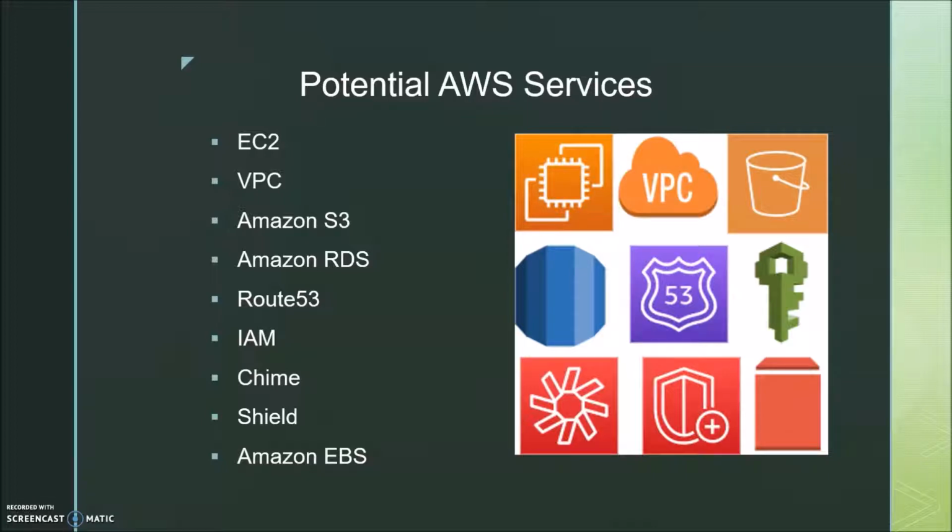53, which is a highly available and scalable cloud DNS web service, Amazon IAM, which is responsible for the users and roles that will be created for this architecture, Amazon Chime, which is a communications service that can be used inside the business, Amazon Shield, which is a distributed denial of service protection that safeguards the applications, and Amazon EBS. I will now hand over to Rhian Lee.